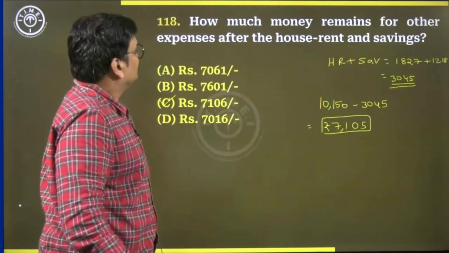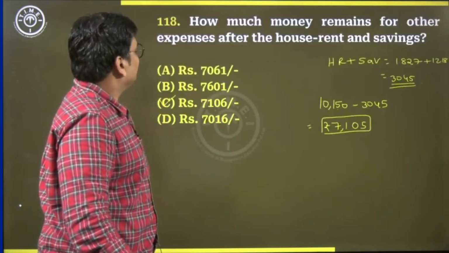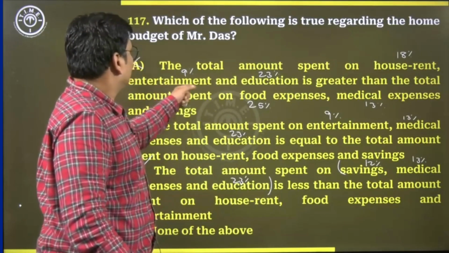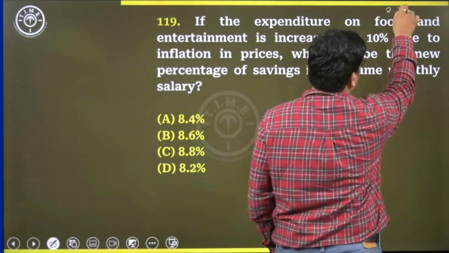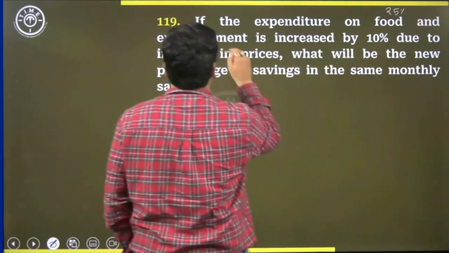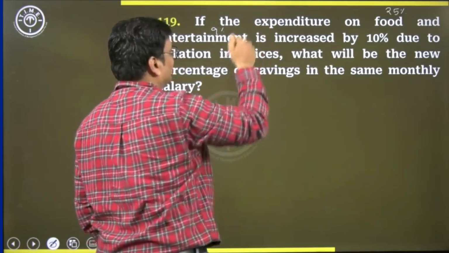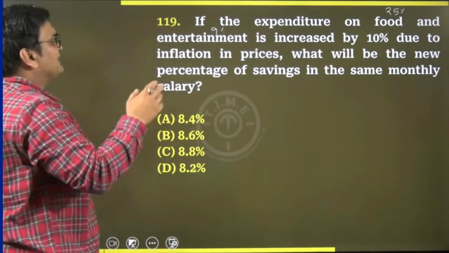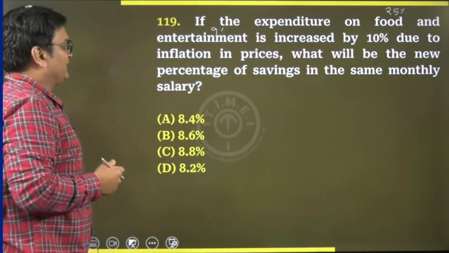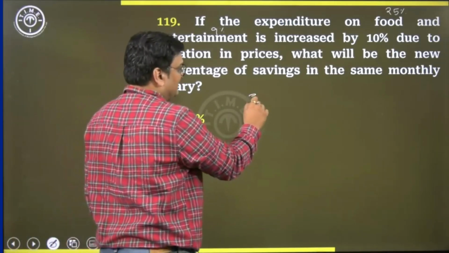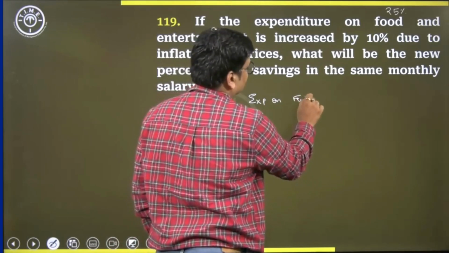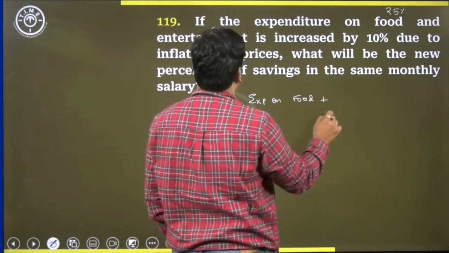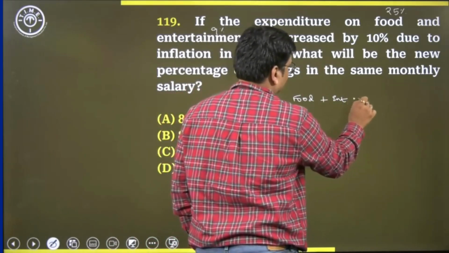25%. Entertainment I think was 9%. Yeah, entertainment is 9. So food is 25 and entertainment is 9. So together it is 34%. And expenditure increased by 10% due to inflation in prices. So that means expenditure on food and entertainment was 34%.